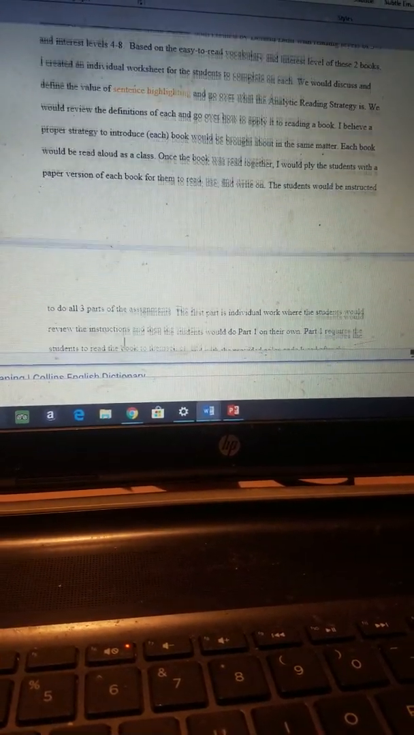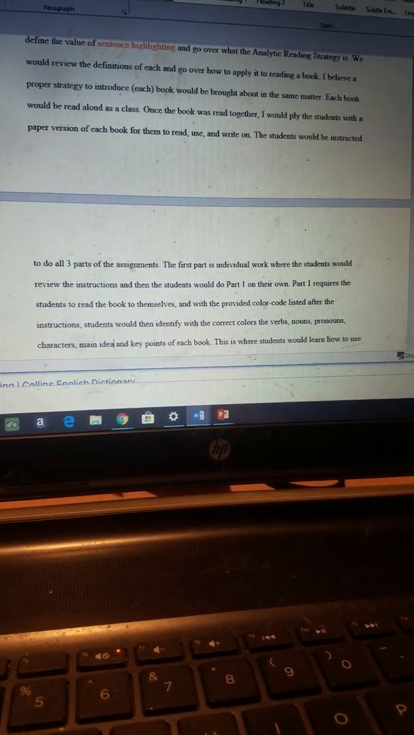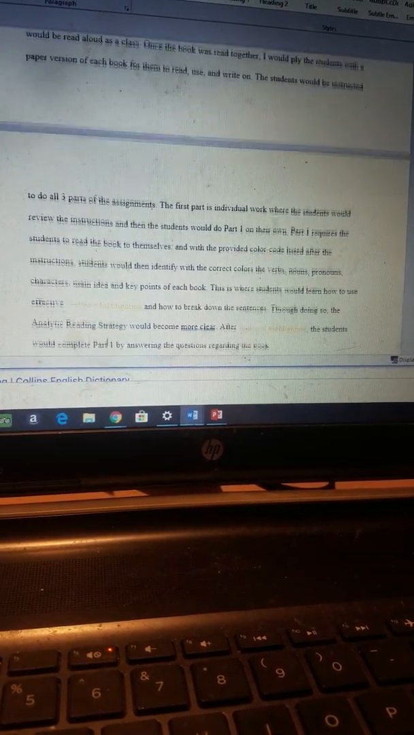Each book would be read aloud as a class. Once the book was read together, I would apply the students with a paper version of each book for them to read, use, and write on. The students would be instructed to do all three parts of the assignment.